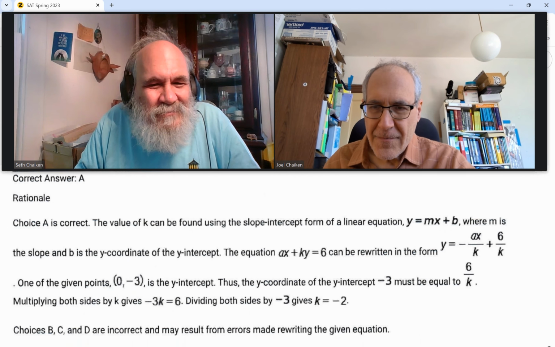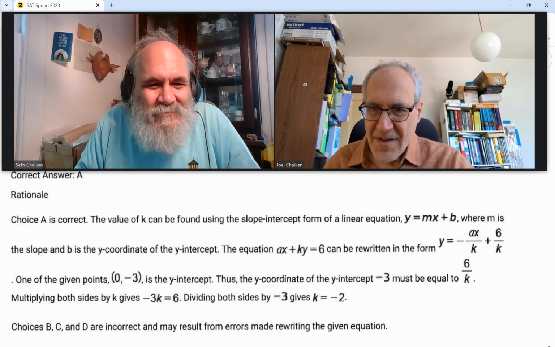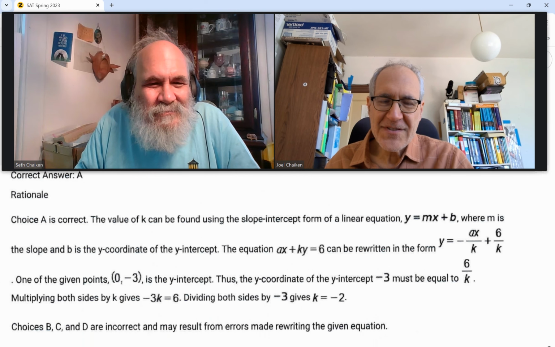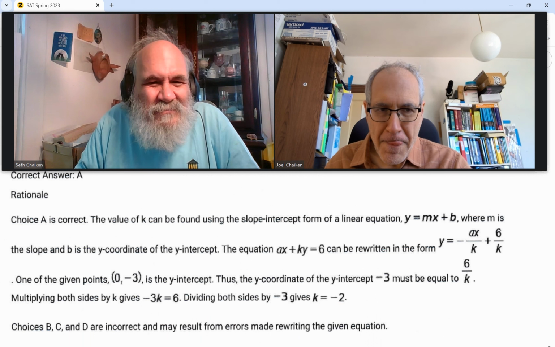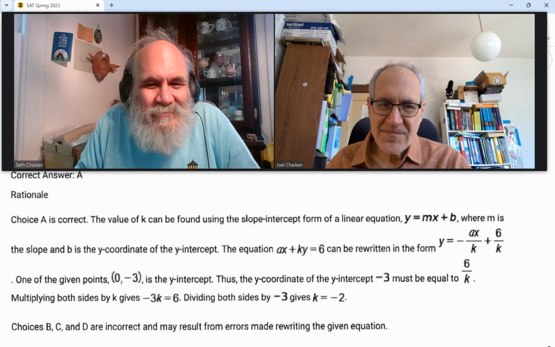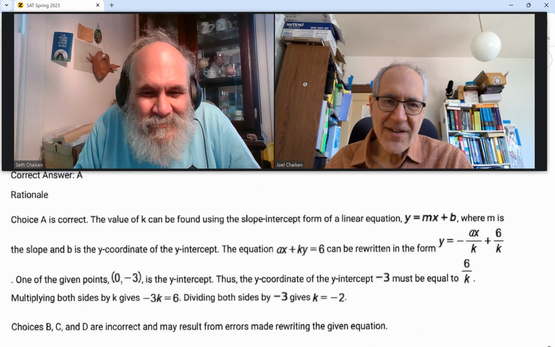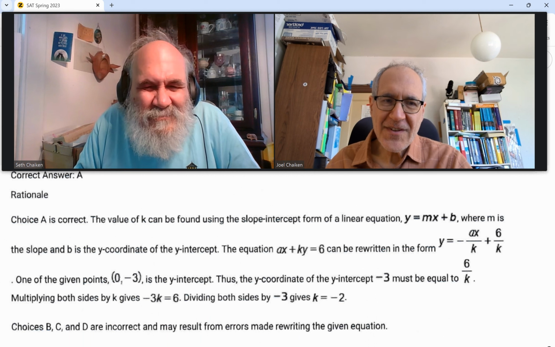Oh, wow. Oh, look at this. The value of k can be found by using the slope-intercept form of the linear equation. Oh my goodness. One of the points is the y-intercept. That's the y-coordinate. It must be k. So they're using another way of doing it. We talked about this method. This was one of the last things we talked about.